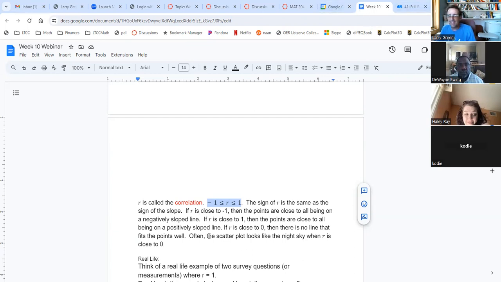And I like to think, although if you live in LA, you may not be able to see it, but in Tahoe, it's great. We look up at the sky at night and we see all the stars. And they're all over the place. There isn't some line that connects the stars in any nice way whatsoever. So R will be very close to 0 when you're looking at the stars. It won't be exactly 0, but it'll be very, very close to 0 because they're not even close to being linear. Any questions on that idea?